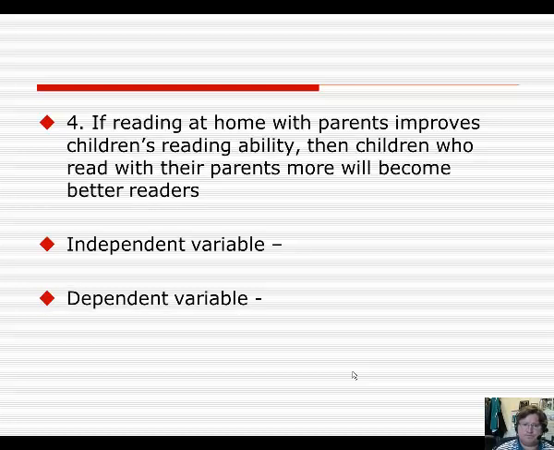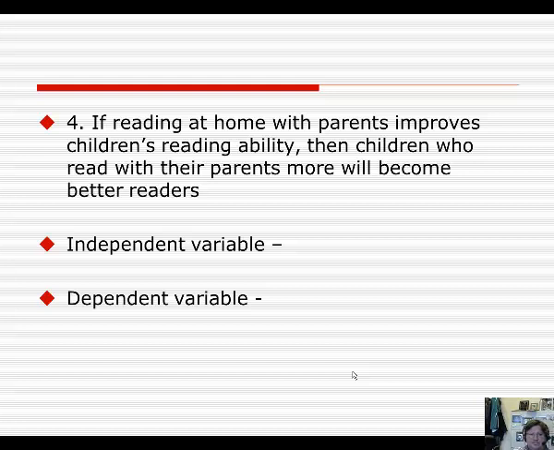Couple more. If reading at home with parents improves children's reading ability, then children who read with their parents will become better readers. Okay, dependent variable is easy to pick out. It's what you're measuring. It's the kid's reading ability. The independent variable is whether or not the parents read with their kids at home.